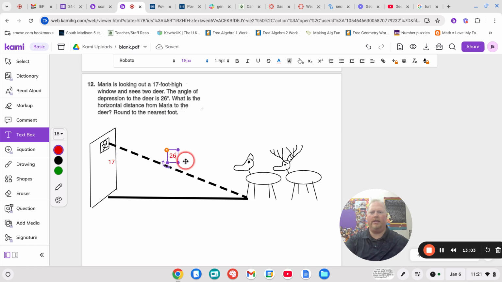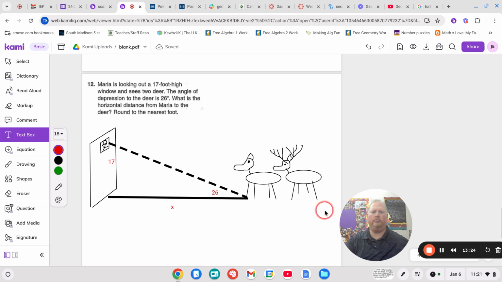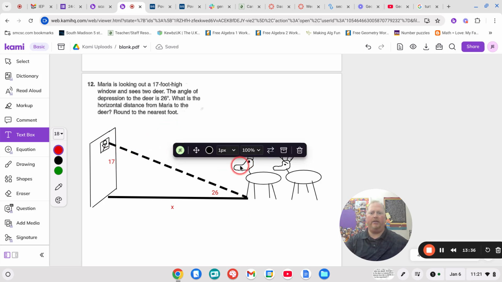So when I put this 26 in there, I could put it up here with the vertical, but that'd be wrong. I got to put it down here with the horizontal. And then what is the horizontal distance? That's our variable. Now, if instead of keeping with this triangle, you wanted to put the triangle up in the air, if that made more sense to you, that'd be fine. The x would be up here. The 17 would be over here by the deer. And that 26 would be over by Maria.